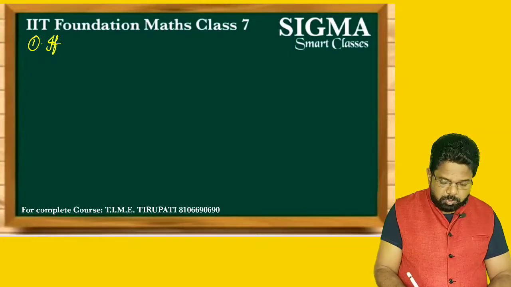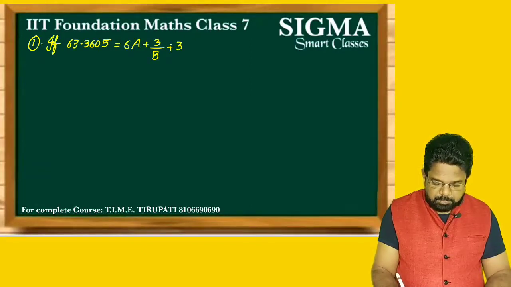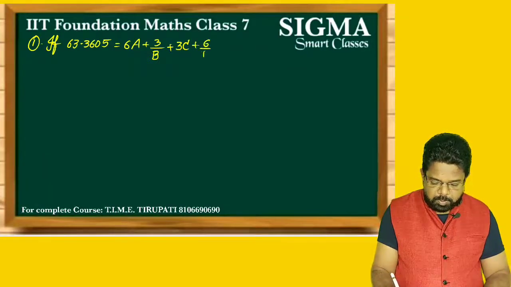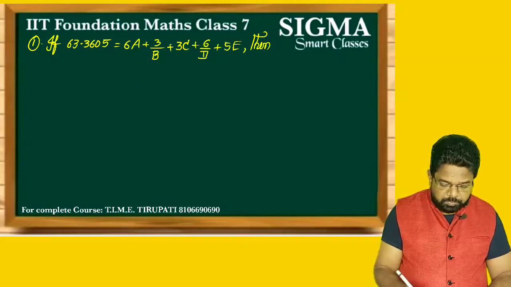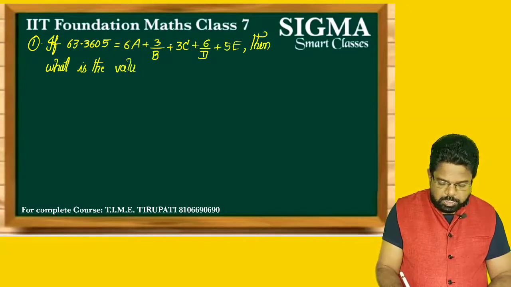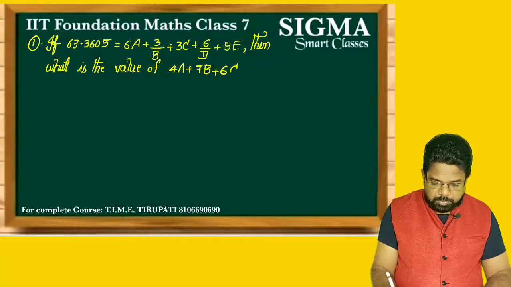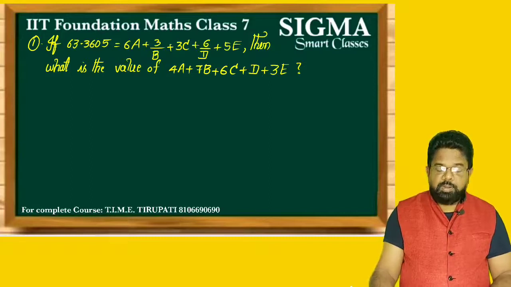If 63.3605 is equal to 6a plus 3 by b plus 3c plus 6 by d plus 5e, then what is the value of 4a plus 7b plus 6c plus d plus 3e? This is the question, completely application type it is.